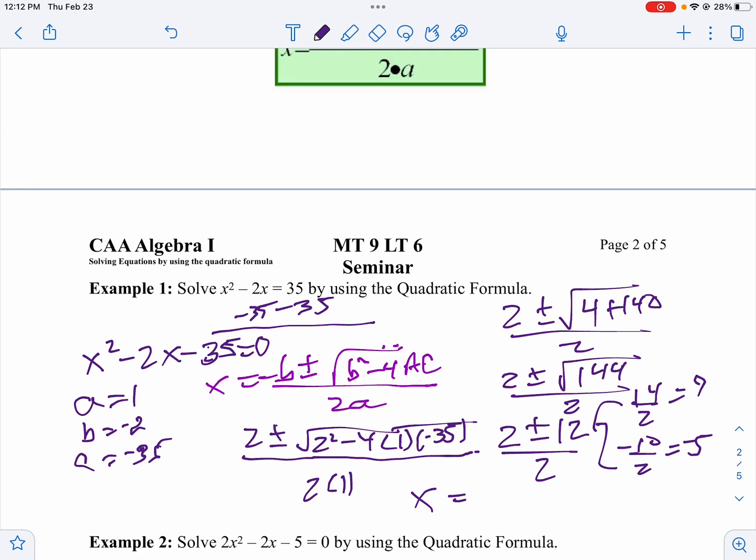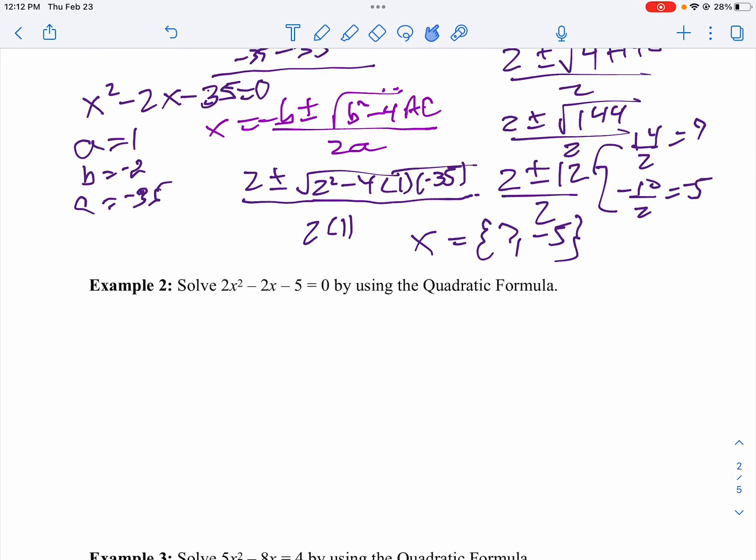A lot of times you'll see it written in set notation because we have more than one answer. And that's it. Now, what happens if it doesn't work out real nice? Let's take a look at example 2. Now in example 2, notice a is 2, b is negative 2, and c is negative 5.